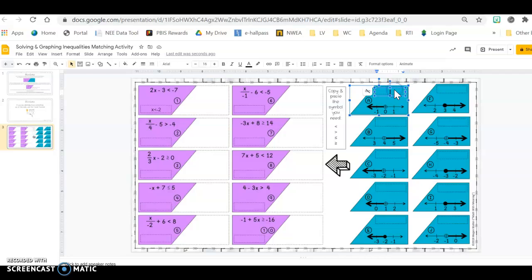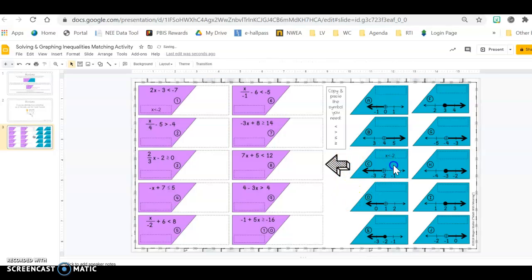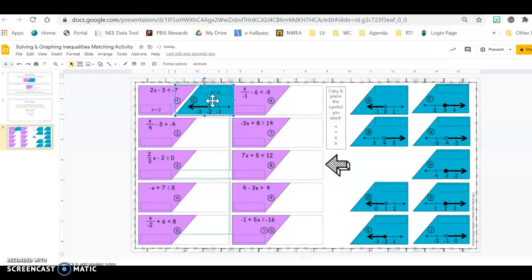And over here, we know that we are looking for a graph that is an open circle. So it's open circle at negative 2. And so this is open circle at negative 2. So we have x is less than negative 2. And so now we're going to drag our blue piece over to match the two together because both of them are x is less than negative 2.